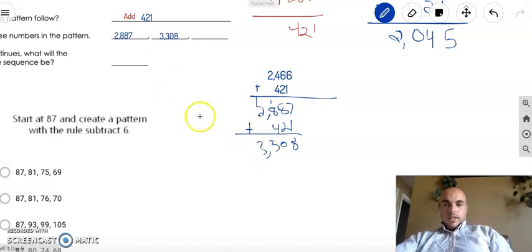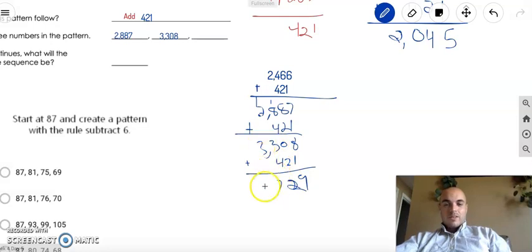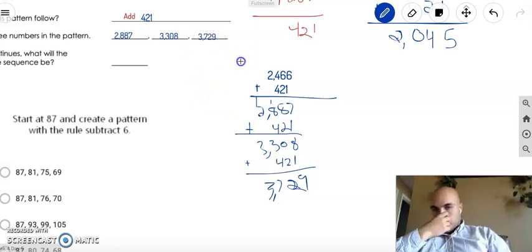Okay. And then I'm going to add another 421 to find that last one in that pattern. 8 plus 1 is 9. 0 plus 2 is 2. 3 plus 4 is 7. 3 plus nothing is 3. So 3,729.